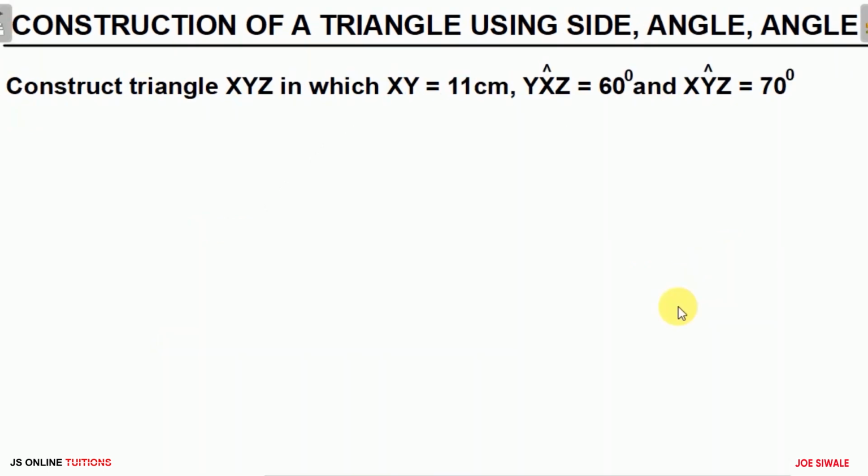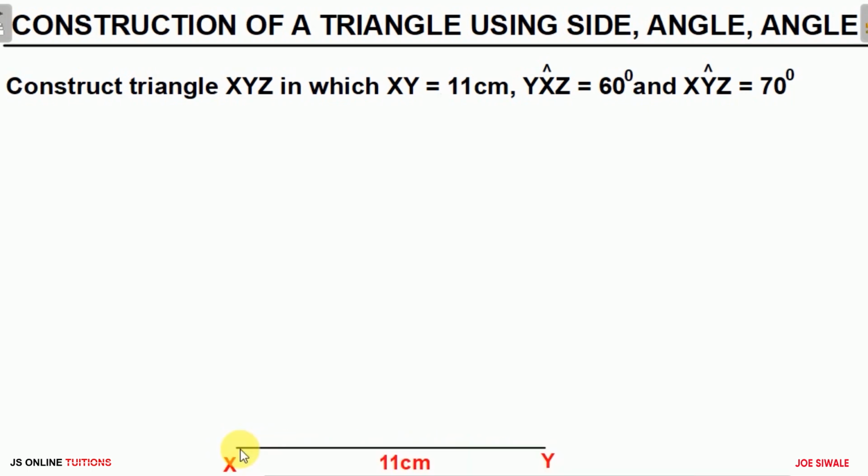Let us now look at how we're going to construct a triangle using side, angle, angle. And we have this example that's going to help us. So the example reads, construct triangle XYZ in which XY is equal to 11 centimeters, angle YXZ is equal to 60 degrees, and angle XYZ is equal to 70 degrees. So the first thing that we're going to do, we're going to measure line XY as 11 centimeters. So we have our ruler there, so we're going to start at 0 there, then we'll measure 11 centimeters.